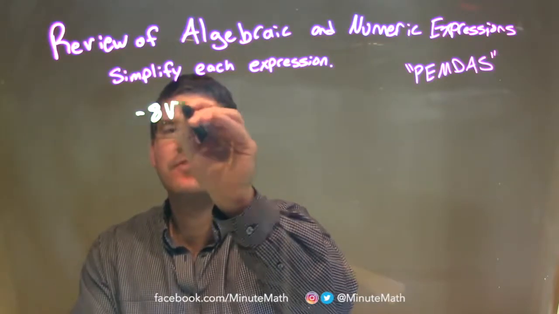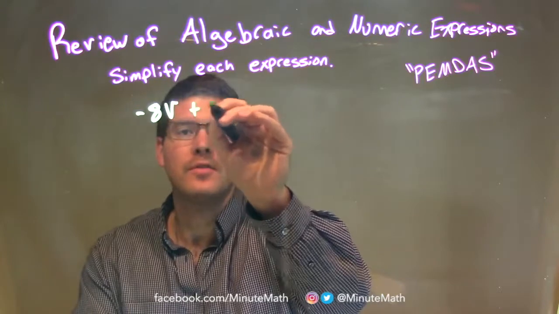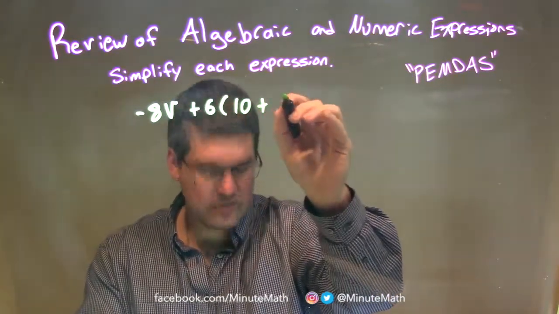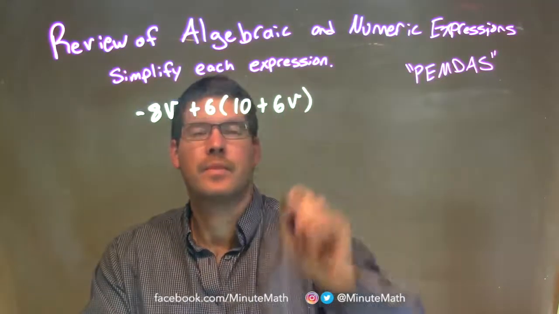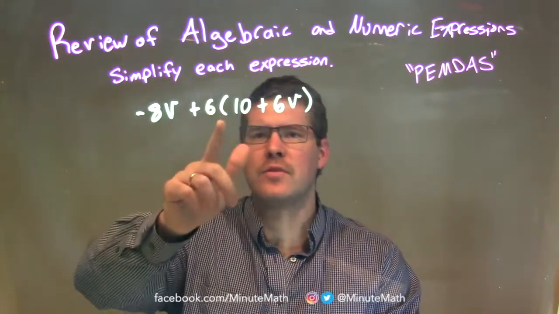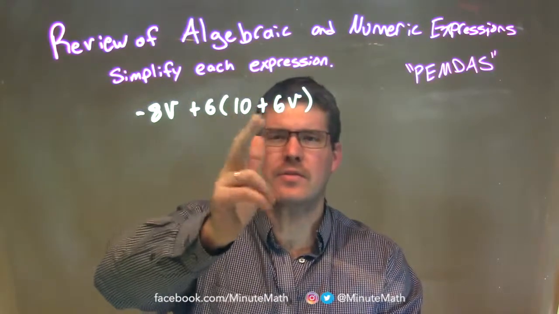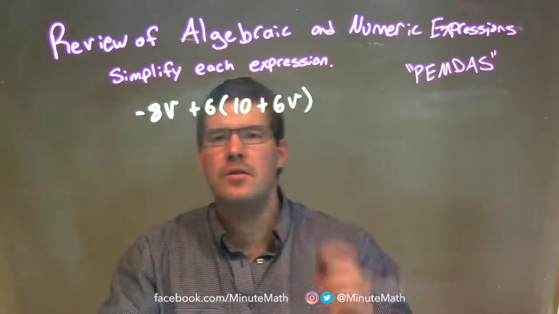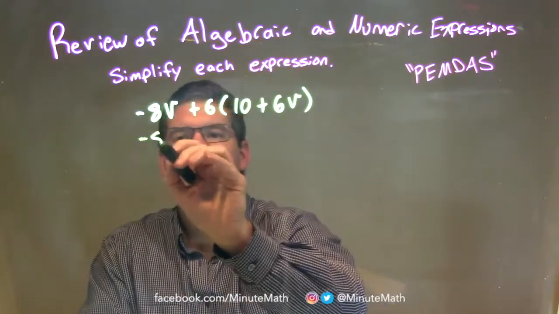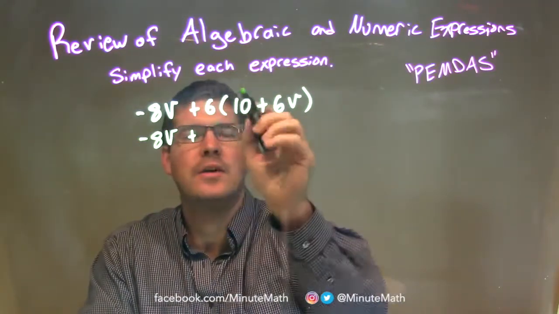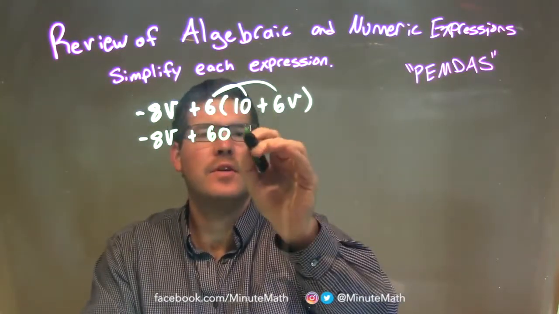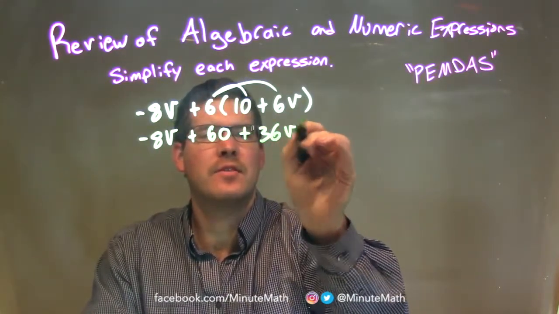Negative 8v plus 6 times 10 plus 6v. Well, what I want to do is kind of distribute this 6 across. I noticed inside the parentheses there was no like terms left to combine. So I'm going to distribute now the 6 across to both parts in the parentheses. So negative 8v comes down, plus 6 times 10 is 60, and 6 times 6v is a positive 36v.